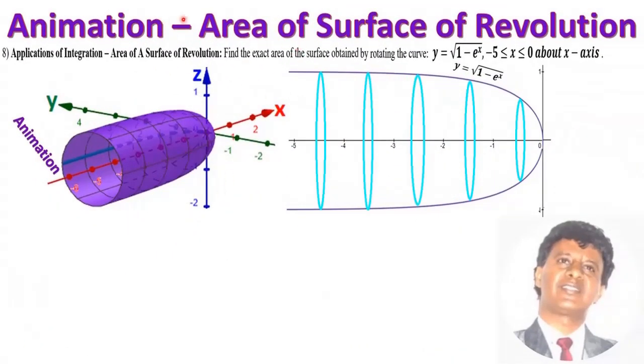The next animation is area of surface of revolution. Find the exact area of the surface obtained by rotating y equals square root of 1 minus e to the x, where x is between minus 5 and 0, and it's rotated around the x-axis. So that is y equals square root of 1 minus e to the x, and we're going to rotate this around the x-axis. And this is the volume that is generated, the surface area, and we'll look at the animation of this.